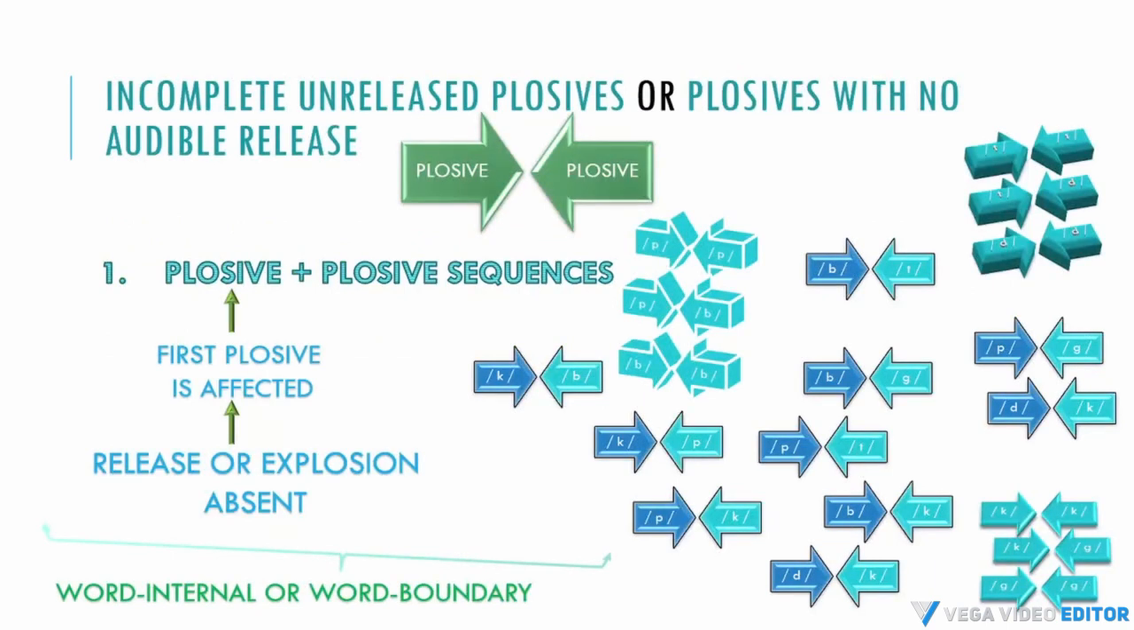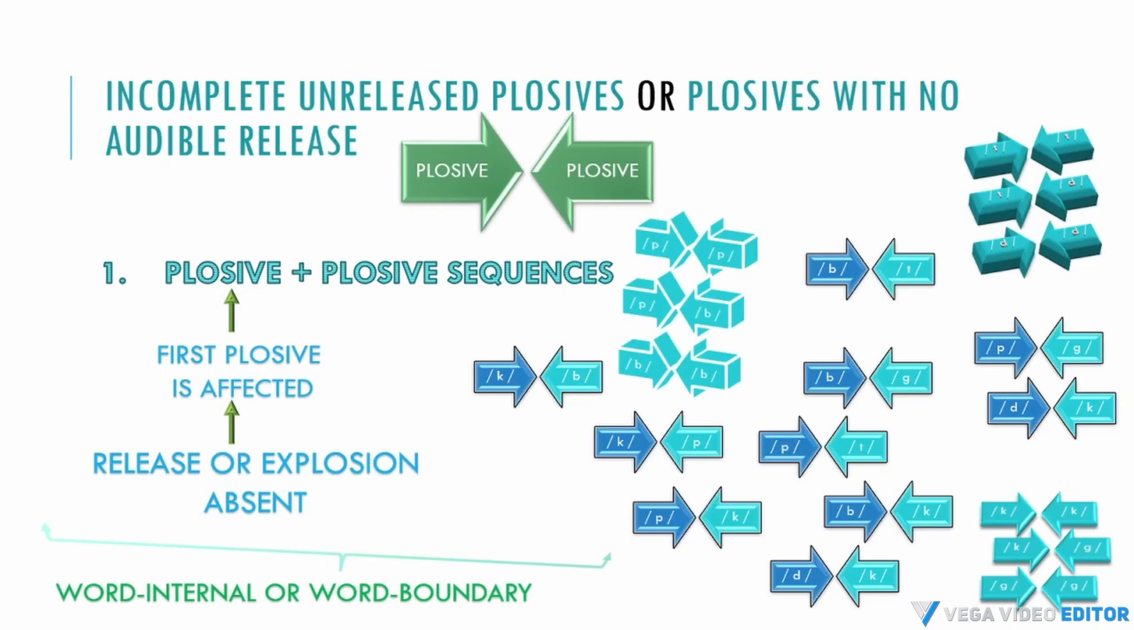We're going to start now with the allophones, and the allophones that affect mainly plosive sounds. One of the first allophones that affects the plosive sound is the incomplete, unreleased plosives, or plosives with no audible release. And this happens when we have two plosive sounds in a particular sequence, so one plosive sound followed by another plosive sound. Here in these different illustrations you can see the possible combinations.